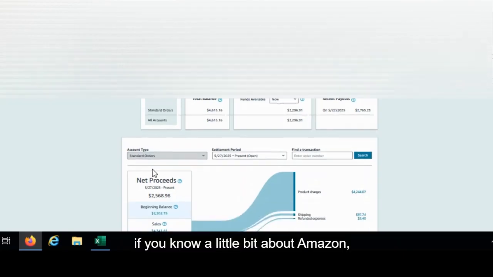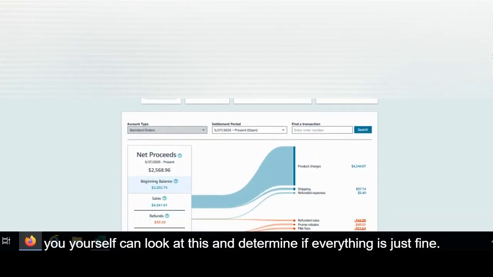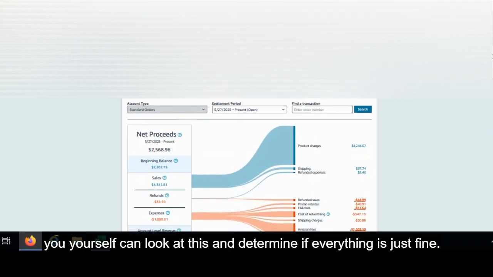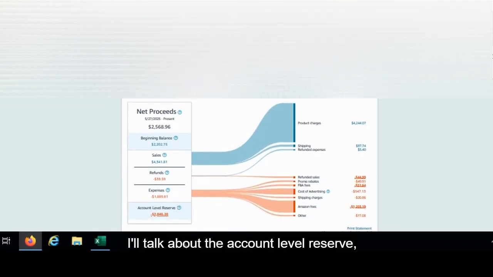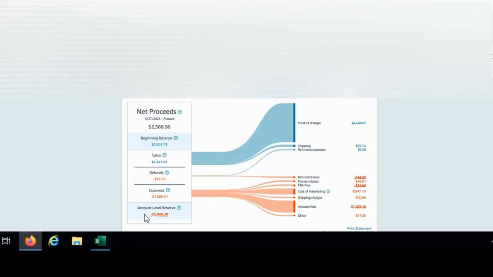But here, if you know a little bit about Amazon, you yourself can look at this and determine if everything is just fine. Now, I'll talk about the account level reserve because that's the question that I get most often. What is the account level reserve?